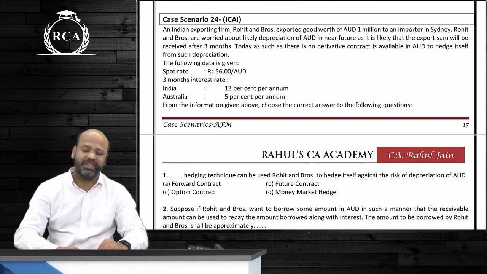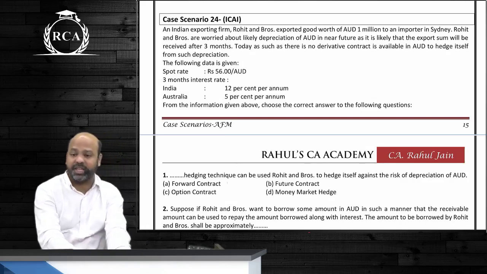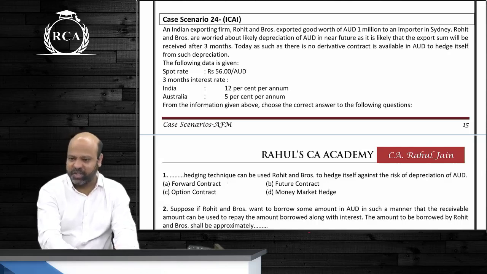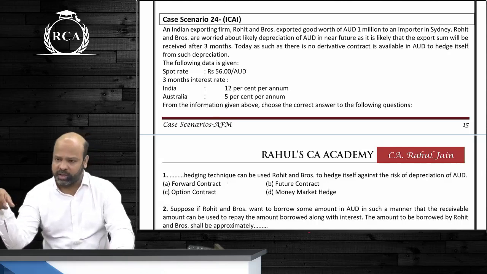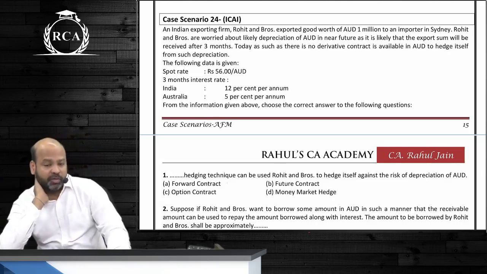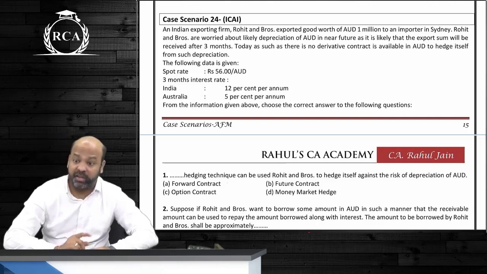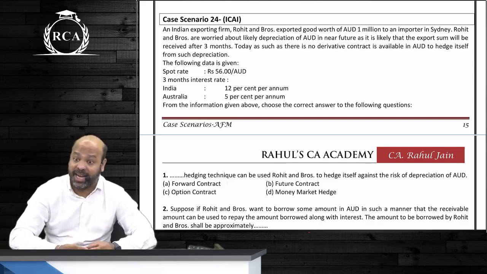When interest rates in two different countries are given, which hedging technique can we use? Money market hedge. Correct. You should deposit in one currency, borrow in the other currency. So we did forward hedge, futures hedging, option hedging, and money market hedge. Forward hedge is directly delivery settled. Futures hedging is mandatory cash settlement on expiry. Option hedging, depending on the prices, we will see whether it is cash settled.